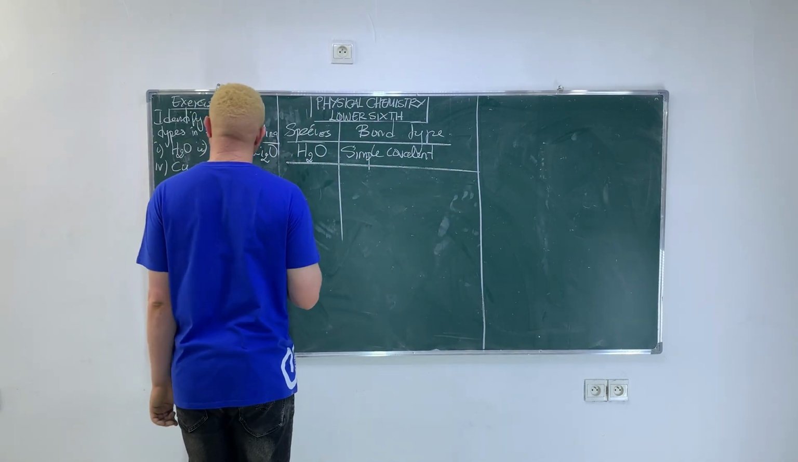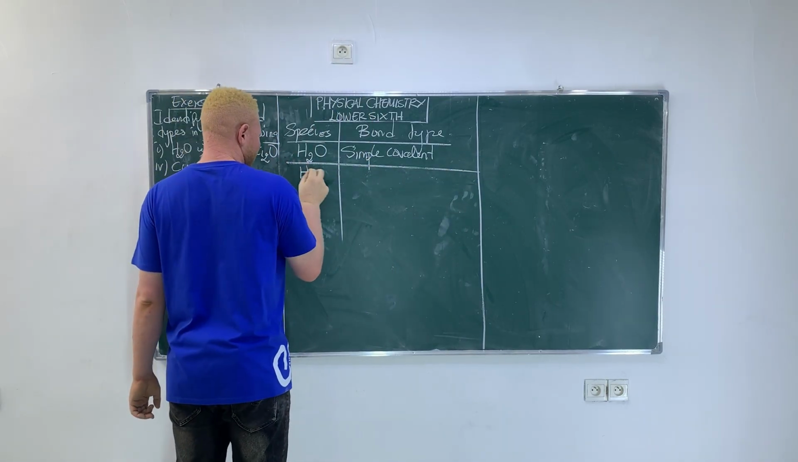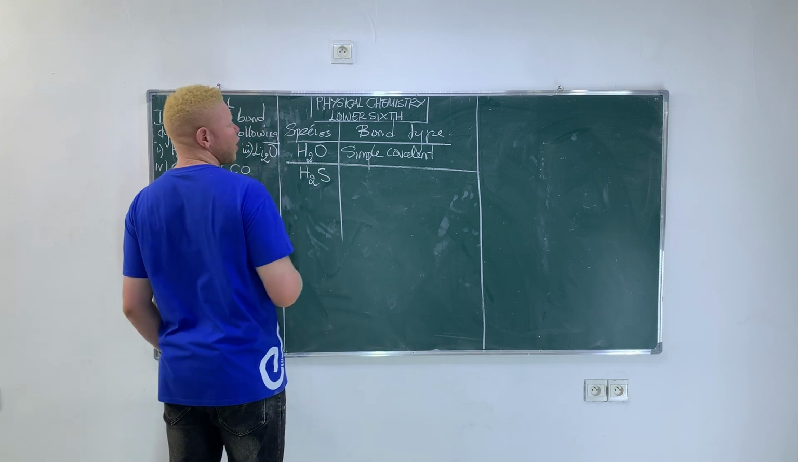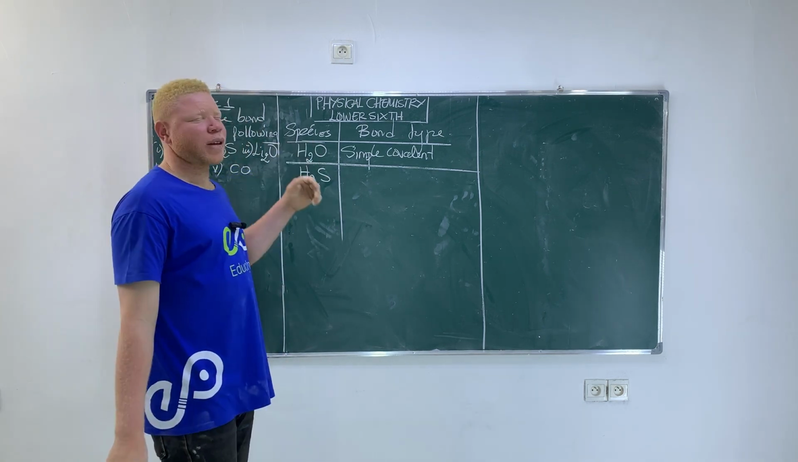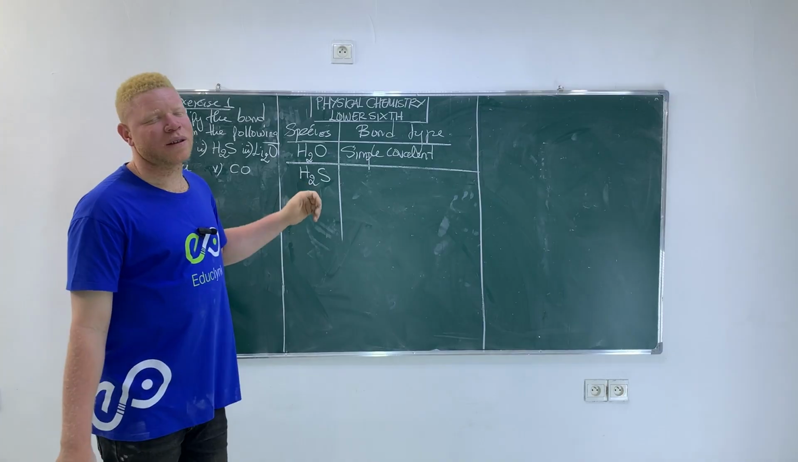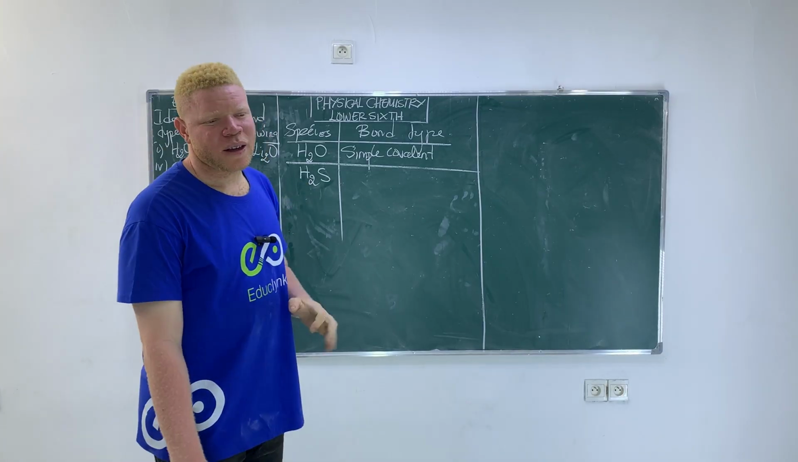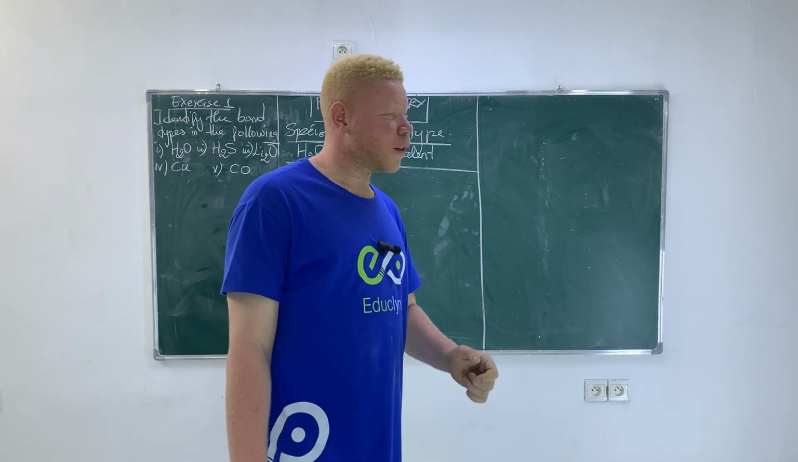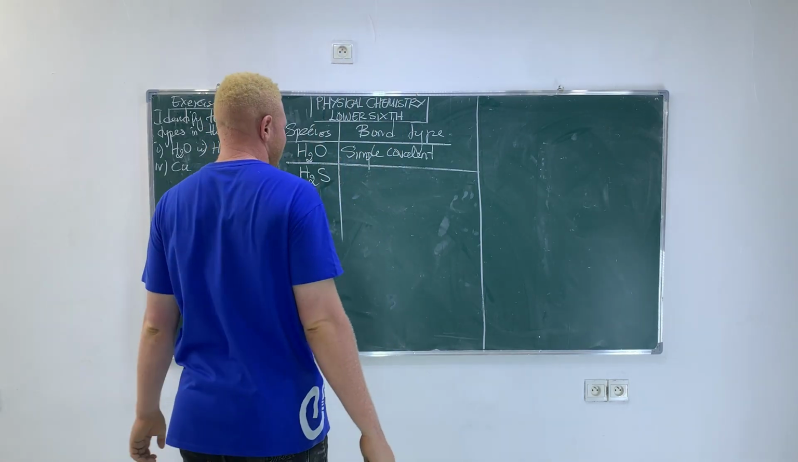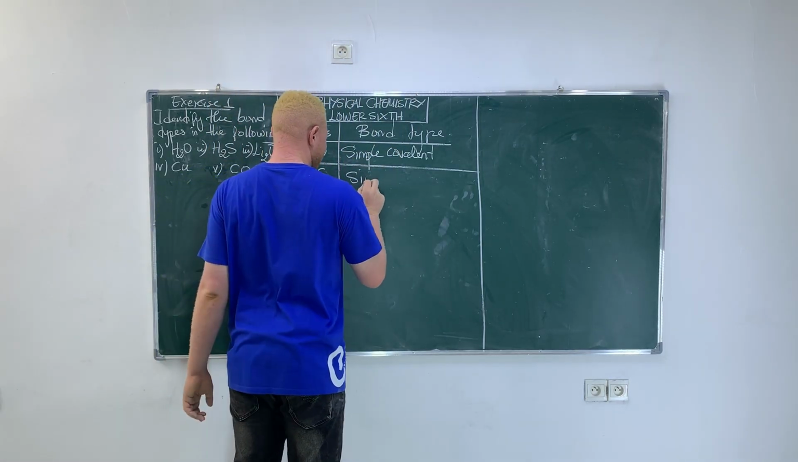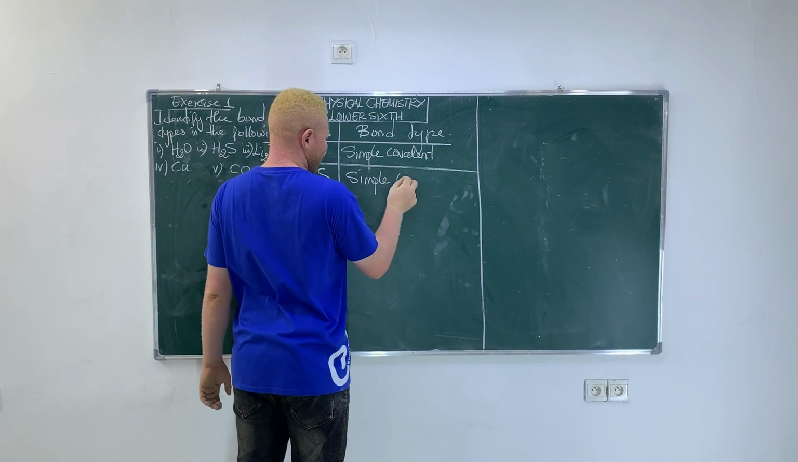Take the second one, hydrogen sulfide. We can clearly see that hydrogen sulfide is not different from water. Hydrogen is a non-metal, sulfur is a non-metal. So in this case, we have a simple covalent bond.